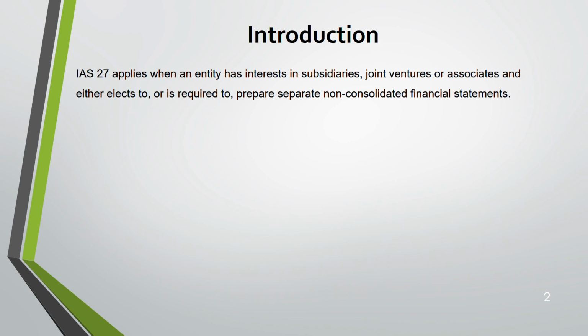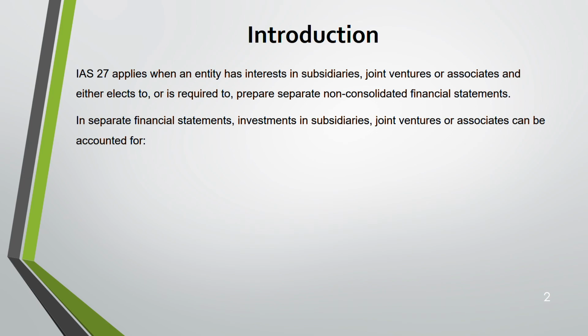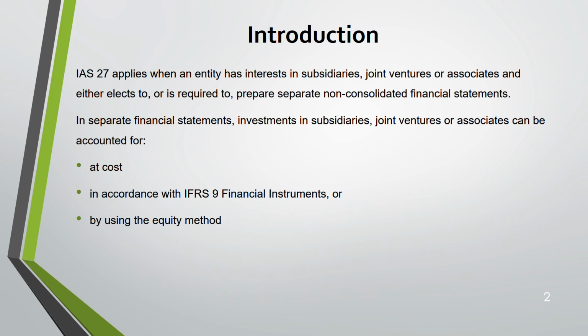IAS 27 says, if an entity has an interest in subsidiaries, joint ventures, or associates, and either it is required or elects to prepare non-consolidated financial statements, then these are the rulings. Any investments in associates, joint ventures, or subsidiaries can be accounted for at cost, in accordance with IFRS 9, or using the equity method.